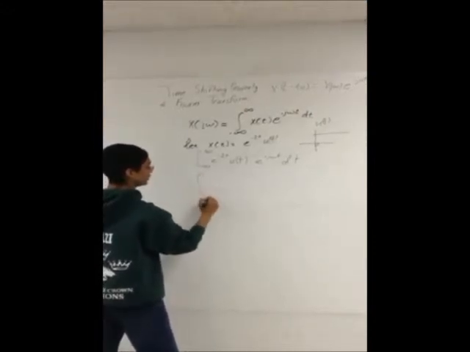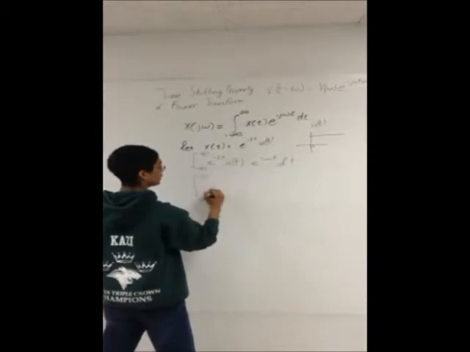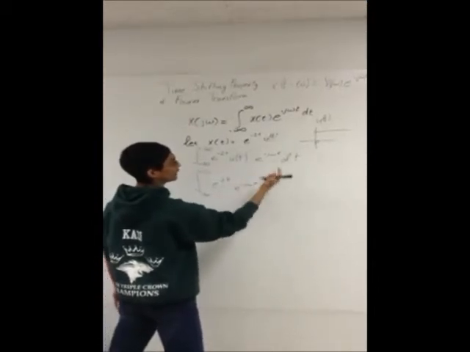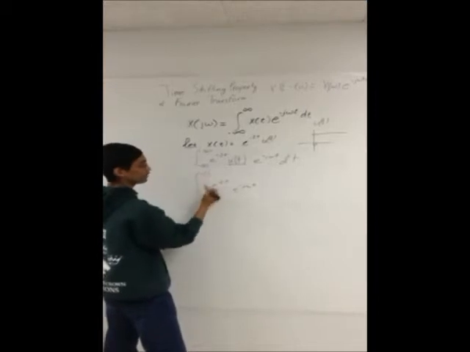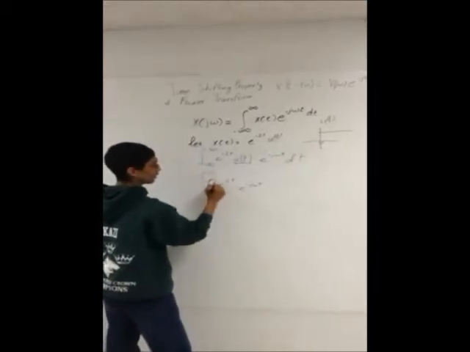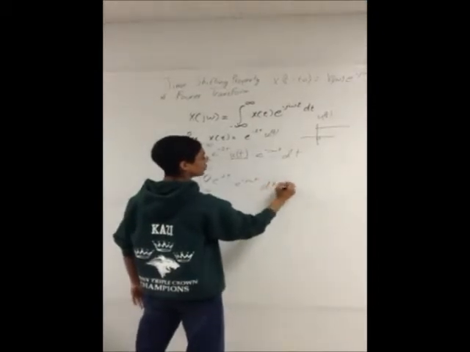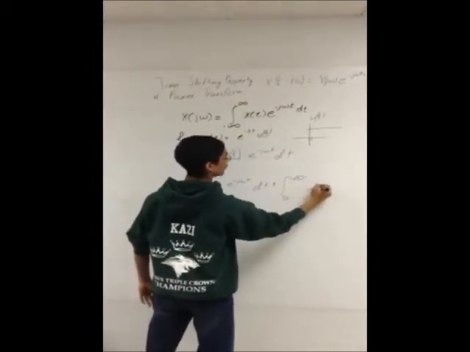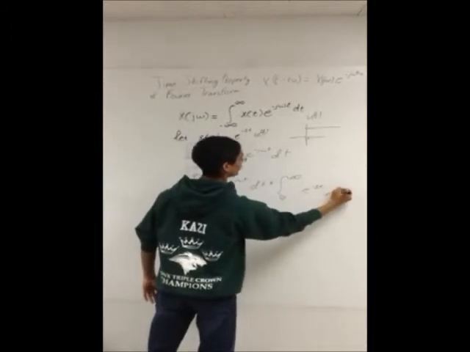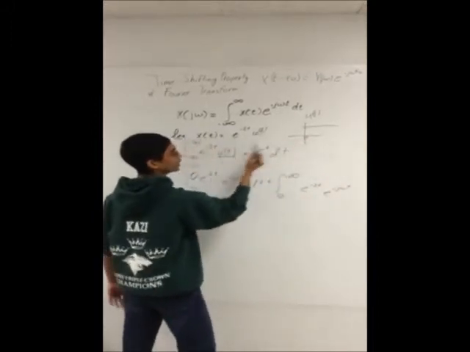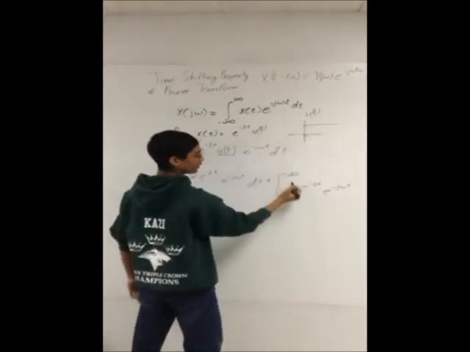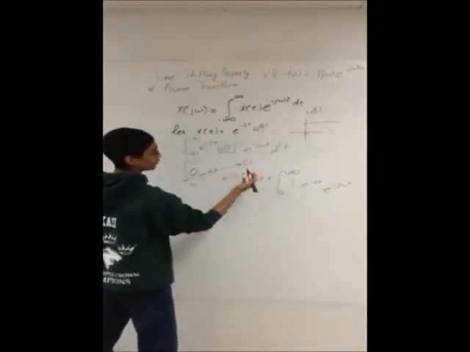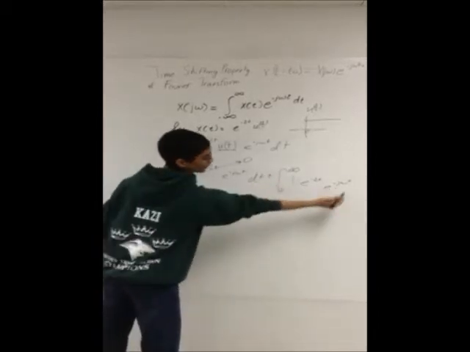One goes from negative infinity to 0 of e to the negative 2t times e to the negative j omega t. Recall that the value of u of t in this area, from negative infinity to 0, is 0, so we can stick that in there. And we add this to the other limit, from 0 to infinity, of e to the negative 2t times e to the negative j omega t, where the value of u of t is 1. Since this part is 0, we can just drop it out, since the integral of 0 is 0. Therefore we'll only be focusing on this side.